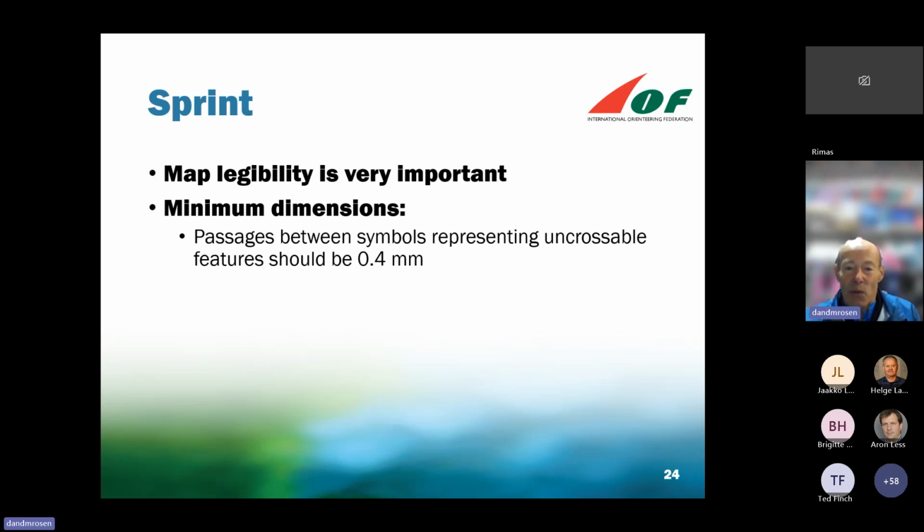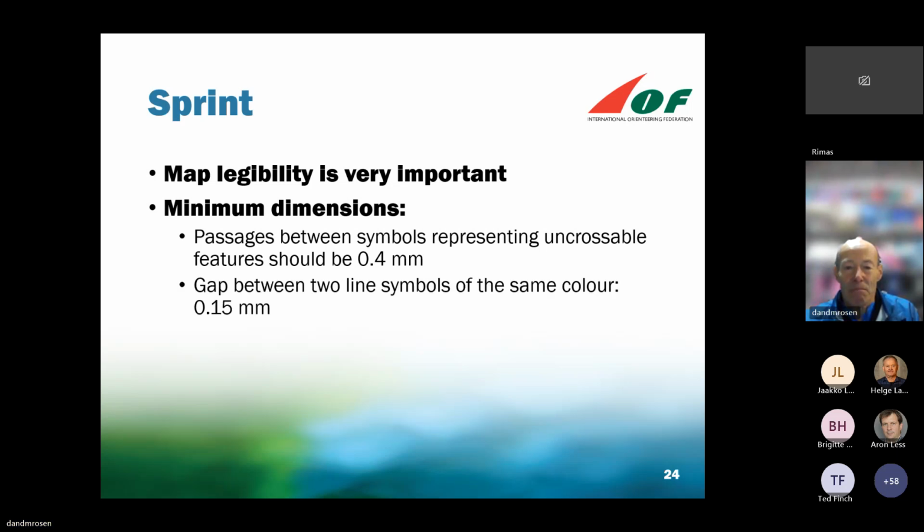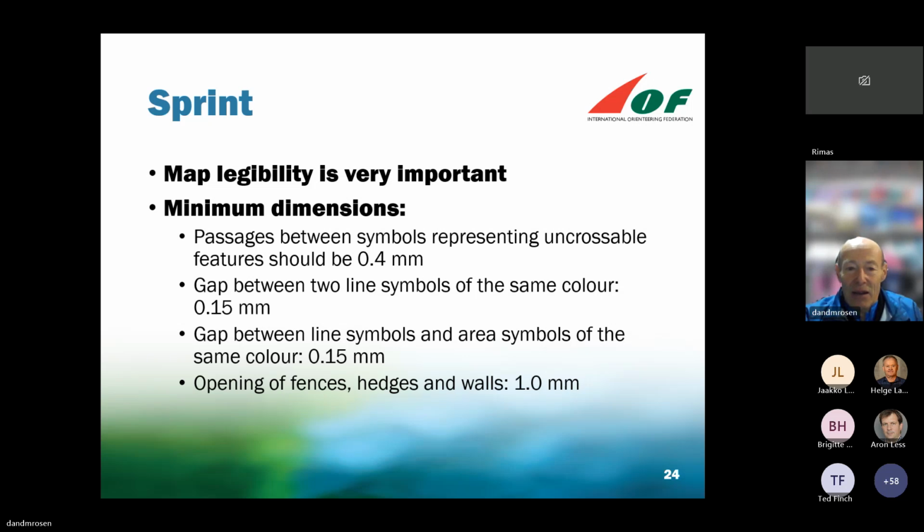Of course, these small passages are often very important for route choice, so it's really important that the competitors can make them out. And also the gap between two line symbols of the same color is a minimum of 0.15 millimeters, and the same for line symbols and area symbols of the same color. And the openings of fences, hedges and walls, there's a minimum of 1 millimeter. So this is all in the Sprint specification.